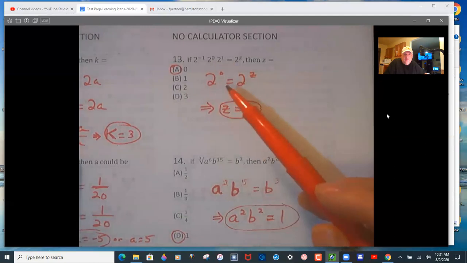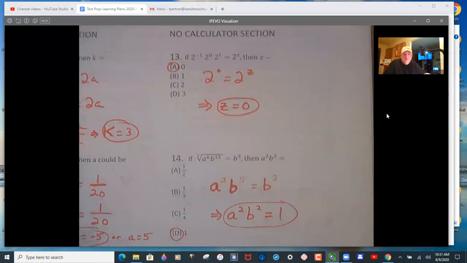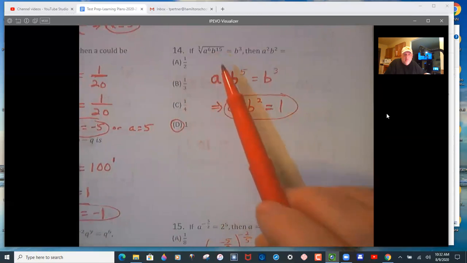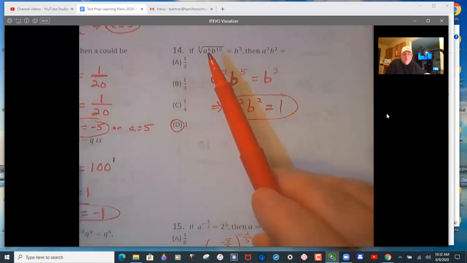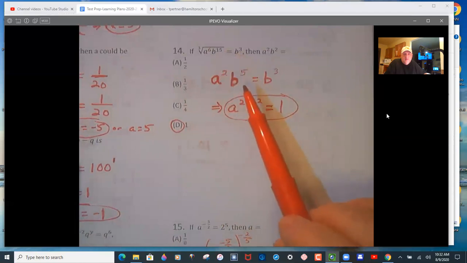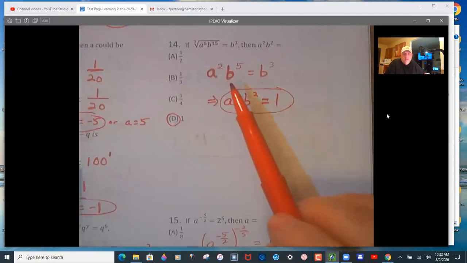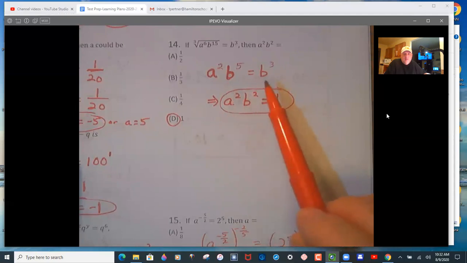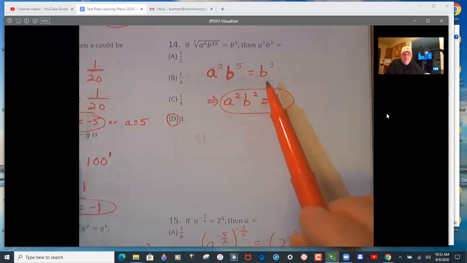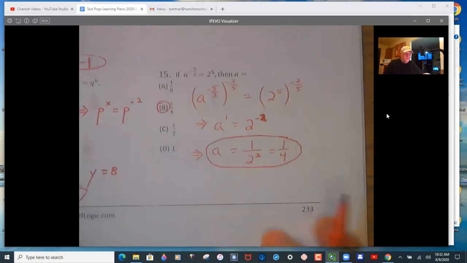Add the exponents here, so z must be 0. Cube root of each, squared and 5. So it's like what times what times what is a to the 6? A squared. What times what times what is b to the 15th? B to the 5th. And now, how do you get a squared b squared? By dividing both sides by b to the 3rd. And that produces a 1 on this side and then an a squared b squared on the left.